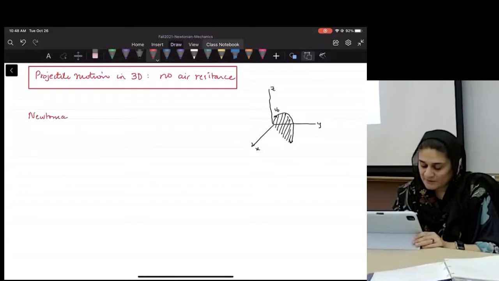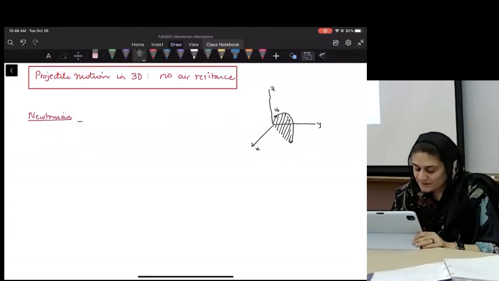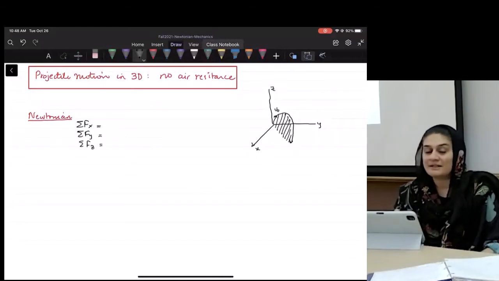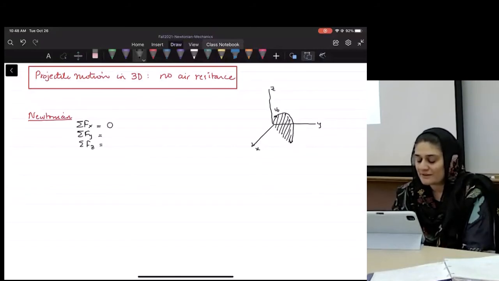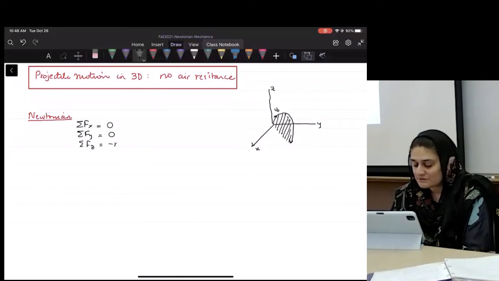How many equations will I get? Sigma Fx, sigma Fy, and sigma Fz. What will this be? Is there a force acting in the X direction? Is there a force acting in the Y direction? Is there a force acting in the Z direction?